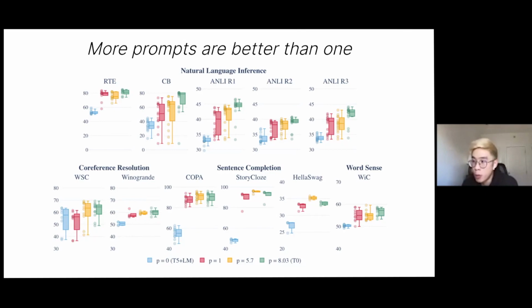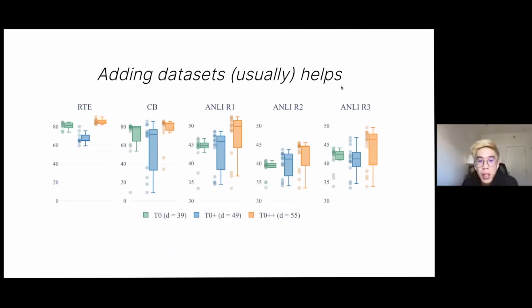What we see is that the more prompts you give, the smaller the variance. So basically it becomes more robust to the word formulation of the prompt. Here we changed the number of data sets and got the same conclusion that you would expect. The more diversity you give in your training mixture, so the more data sets you give, the better it is.